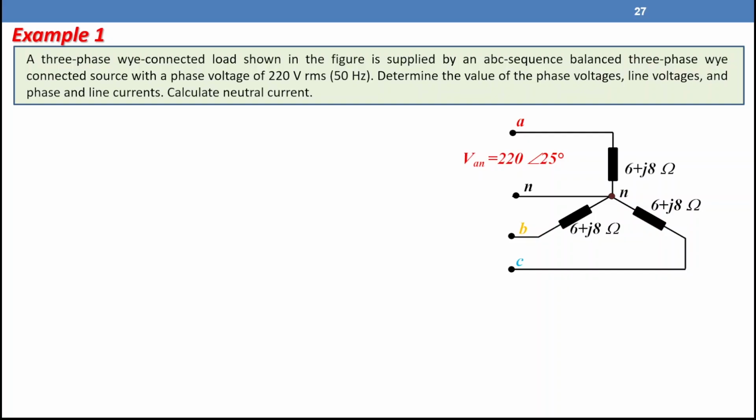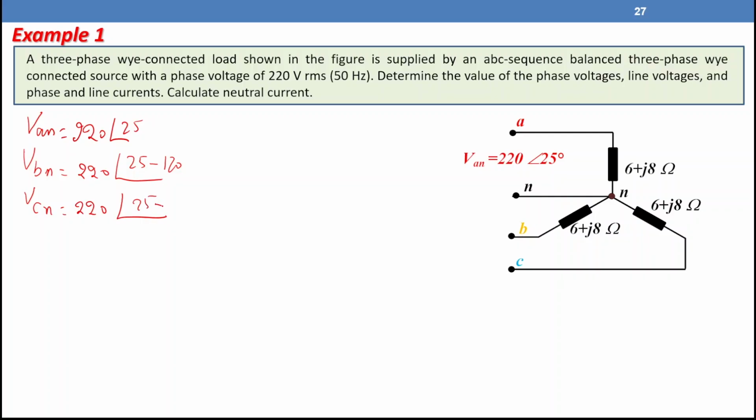So, the voltage VAN is 220 angle 25. So VBN will be the same amplitude, angle 25 minus 120. So VCN will be 220 angle 25 plus 120. So that one will be 220 angle minus 95. That one will be 220 angle 145. Definitely all of them are volts.